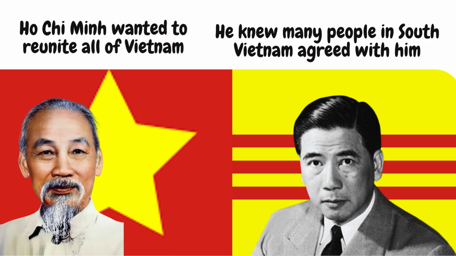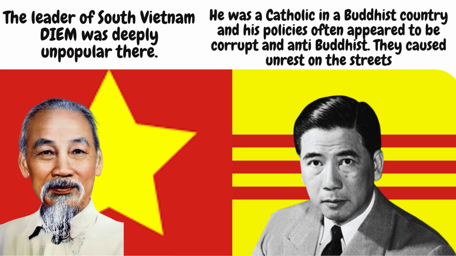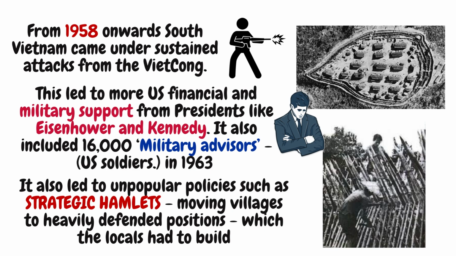Ho Chi Minh, remember, he wants to reunite all of Vietnam. He knew many people in South Vietnam actually agreed with him. The leader of South Vietnam, Diem, was deeply unpopular there. He was a Catholic in a Buddhist country. His policies often appeared to be corrupt, anti-Buddhist, and they caused unrest on the streets, including some Buddhist monks very famously setting fire to themselves to protest against Diem's cruel policies.